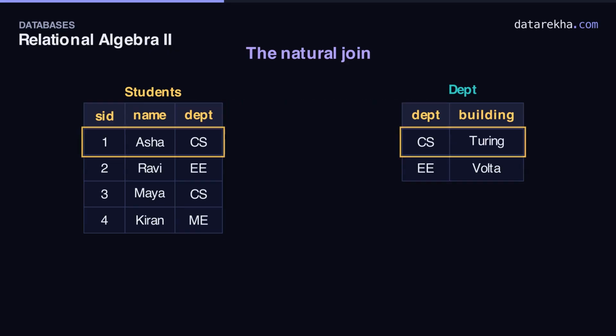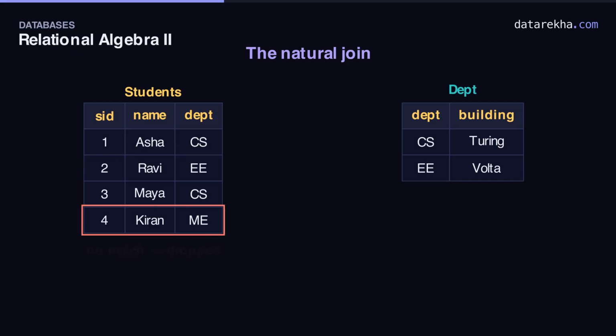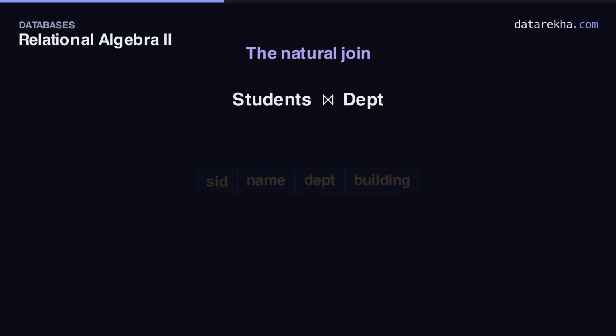Now it walks the rows. Asha is in CS. CS sits in Turing, those match, so they merge. Ravi is in EEE. EEE is in Volta. Merge. Maya, also CS, pairs with Turing again. And Kiran. Kiran is in ME, but there is no ME row in the department table. No match. So Kiran is simply dropped. Hold that thought. Here is the result.